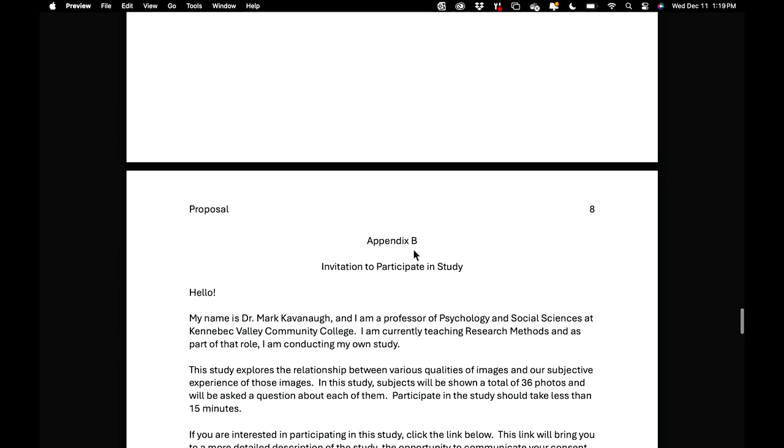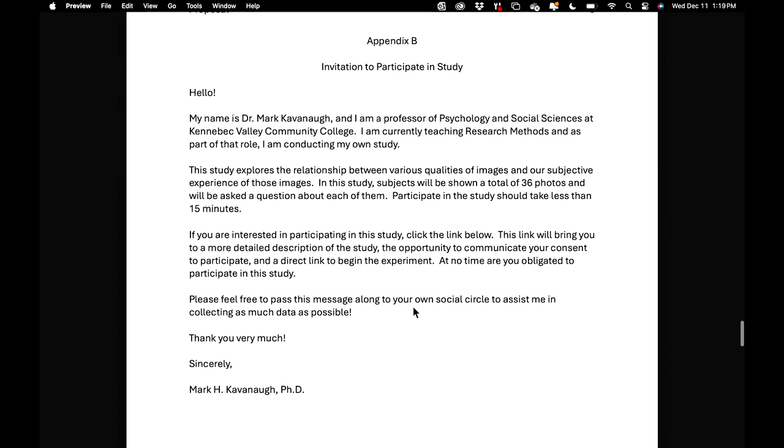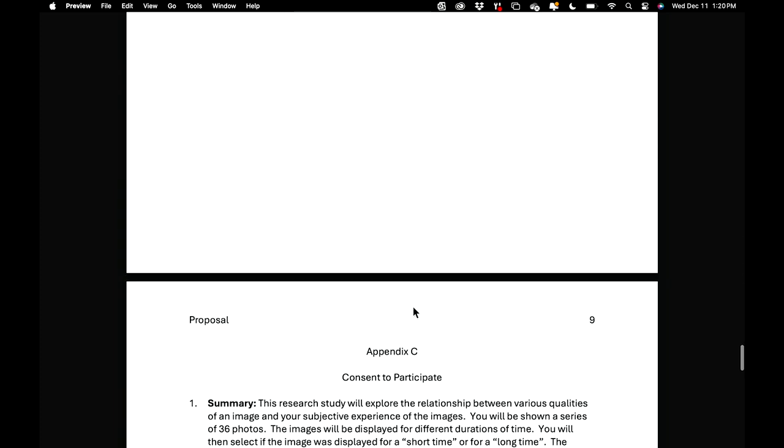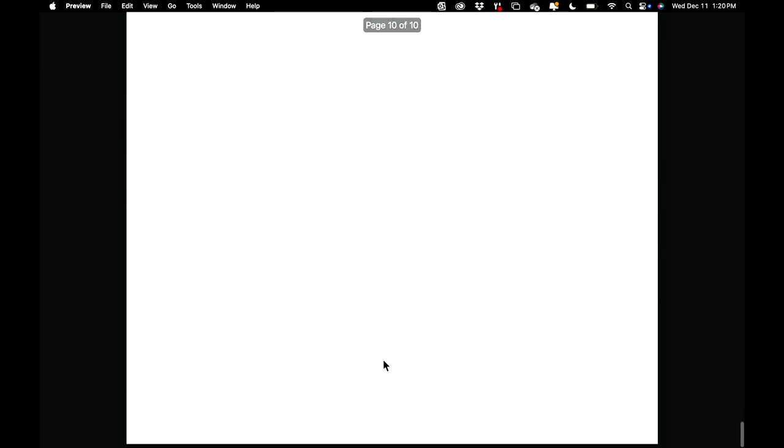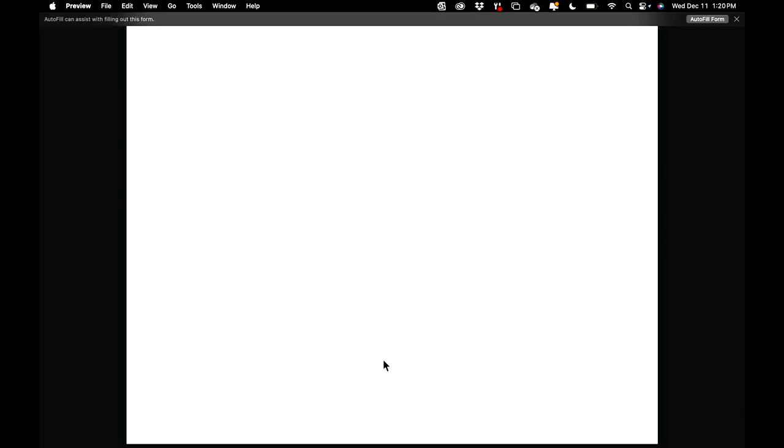My Appendix B is my invitation to participate in the study. I just copied that in there. And then my Appendix C is consent to participate. I just copied that in there. And that is the end of this.